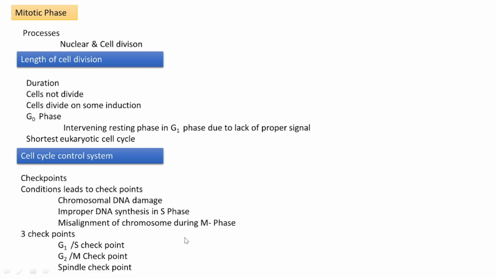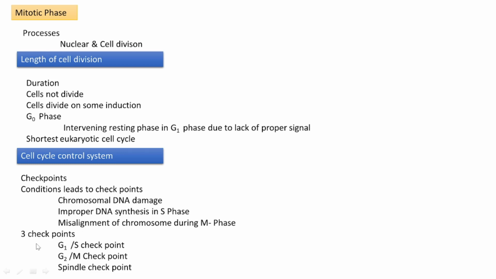And for correct distribution, the spindle fibers need to correctly bind with the chromosomes. If that alignment doesn't happen correctly, that leads to another checkpoint to correct that mistake. Okay, I think these conditions are very clear to you.